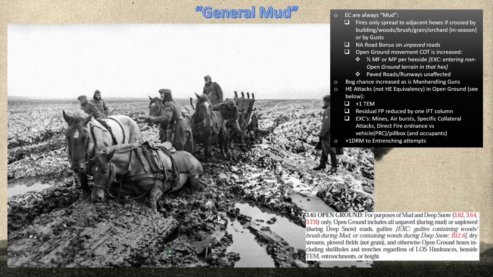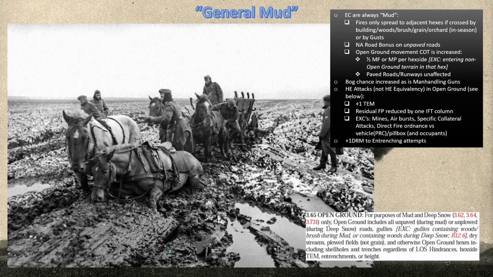The open ground movement cost of terrain is also going to be increased, half a movement factor or a movement point per hex side, unless you're entering a non-open ground terrain in that hex. So, for example, if you're entering a building, you just pay the normal 2 to enter the building. You wouldn't pay 2.5. Paved roads and runways are going to be unaffected by the presence of mud, and bog chances will always be increased, as is manhandling of guns. So when you have vehicles moving in open ground, you're going to have to take increased bog chances when you cross certain kinds of obstacles, as the terrain chart will indicate.